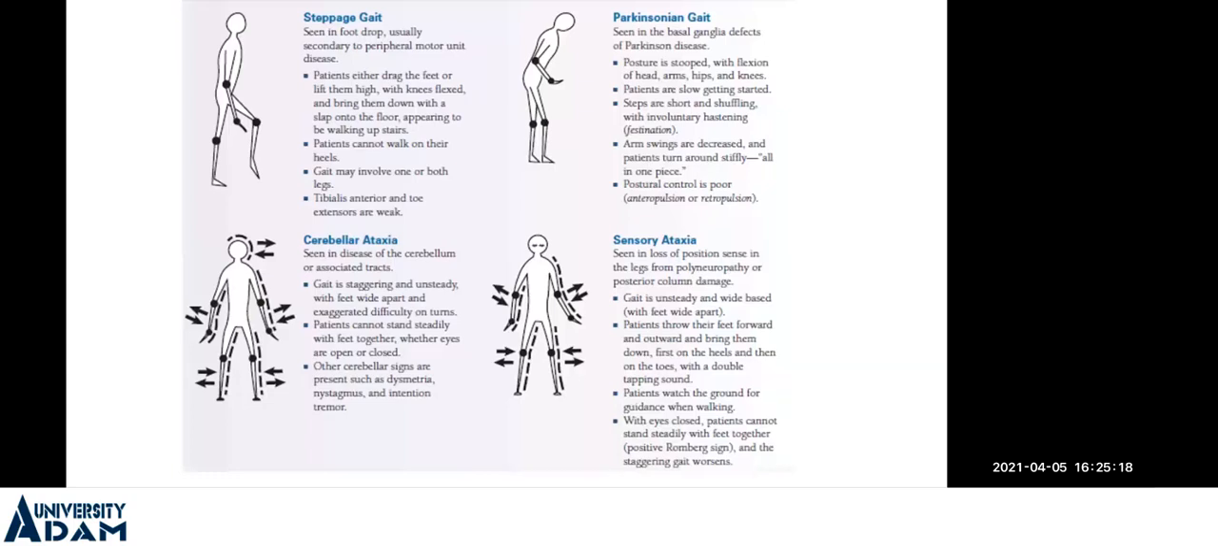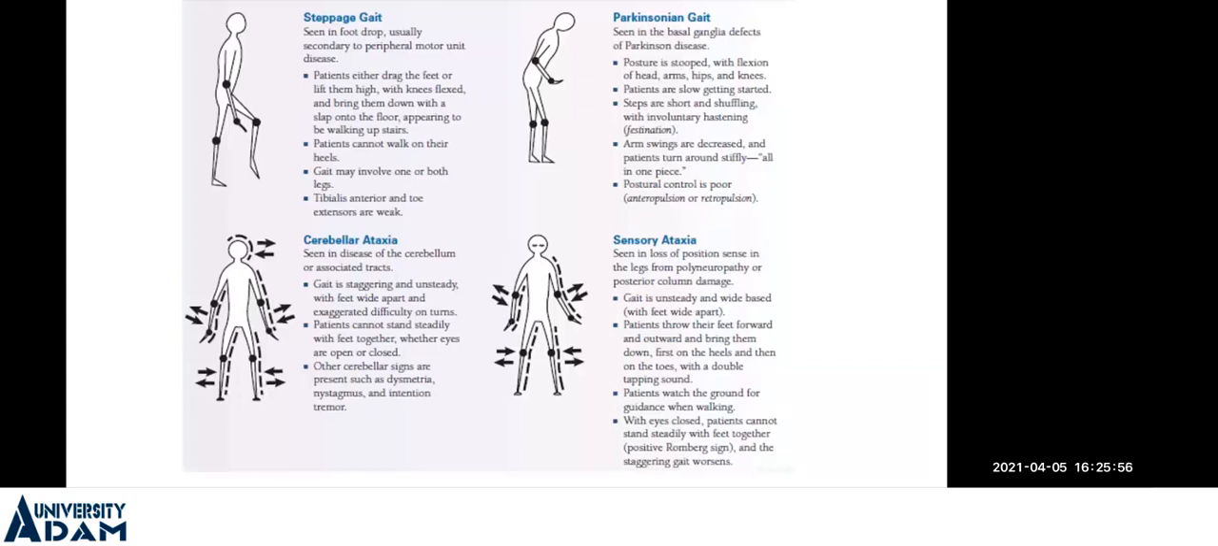The next one is Parkinsonian gait, seen in basal ganglia defects of Parkinson disease. Posture is stooped with flexion of head, arms, hips, and knees. Patients are slow getting started. Steps are short and shuffling with involuntary hastening. Arm swings are decreased and the patient turns around stiffly, all in one piece. Postural control is poor.